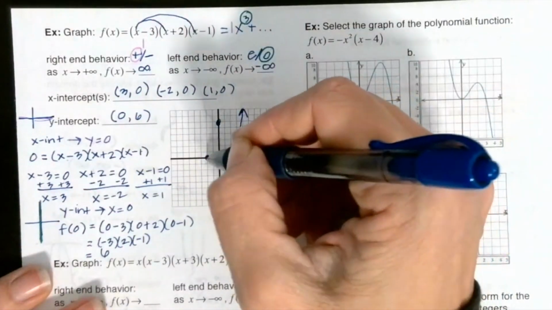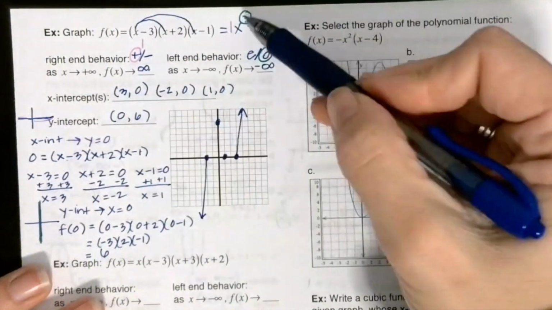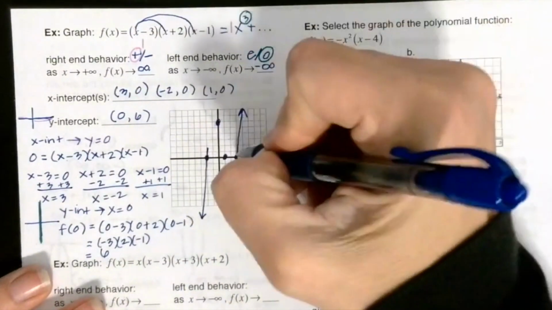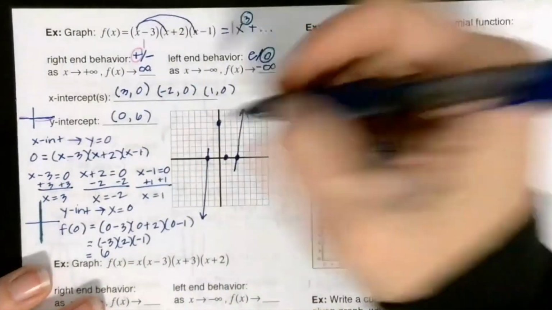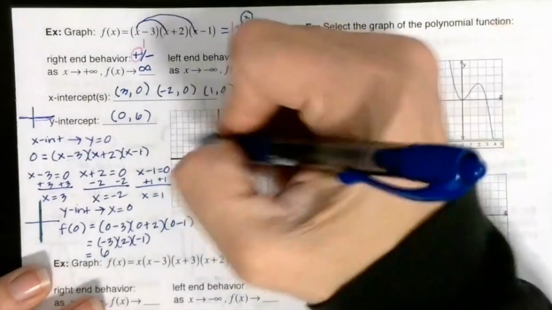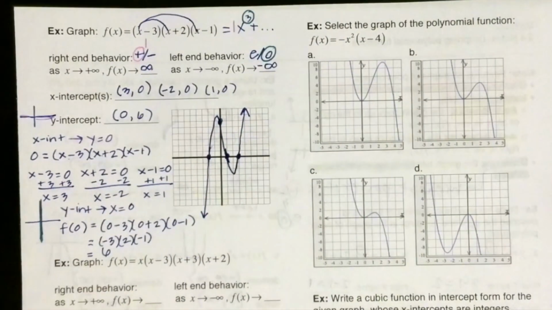So we go to the leftmost point and we go down. And then remember, this graph can take 2 turns and it's crossing through on all of these. So in order for it to connect with a smooth curve, it's going to have to do that right there. These look intense, but once you get the hang of it and break it down, it will be easier for you.